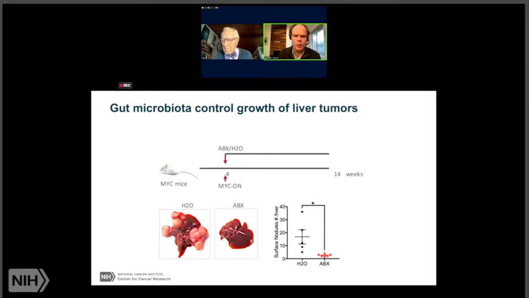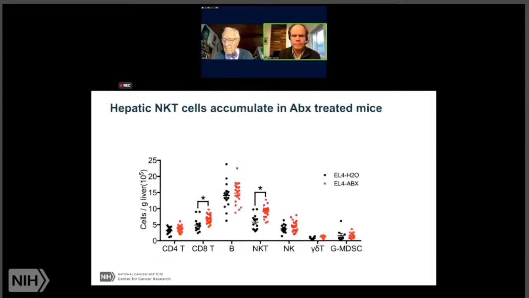We used other mouse models where we have tumors in the liver. And I can tell you this, the result was always the same. So we did what we usually do when we go into immunotherapy studies. We performed immune monitoring. So we looked at different immune cells in the liver. You can see the list down here: CD4 cells, CD8 cells, B cells, NK cells, etc.